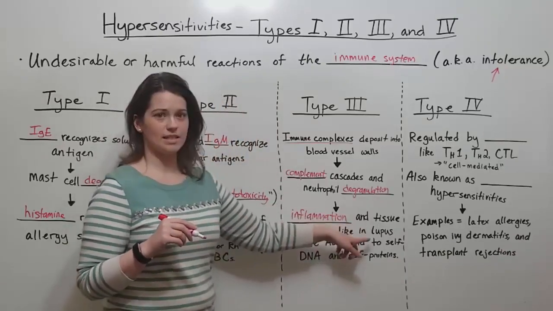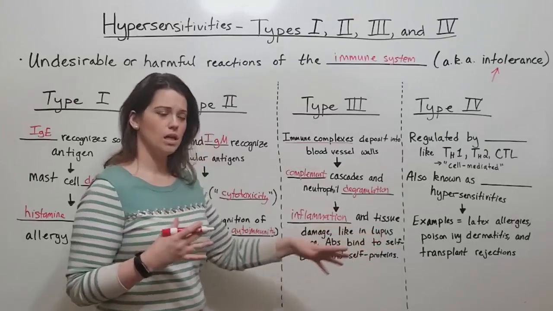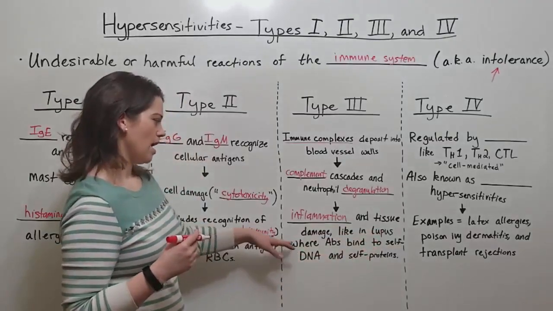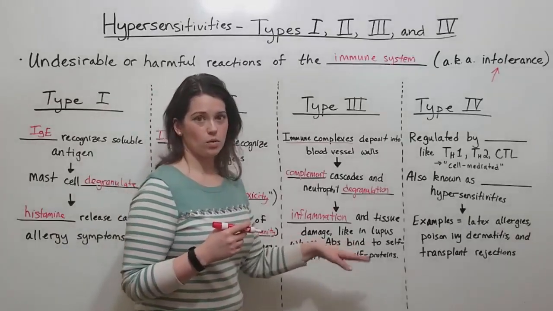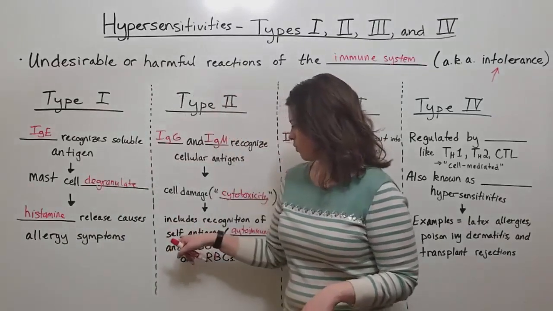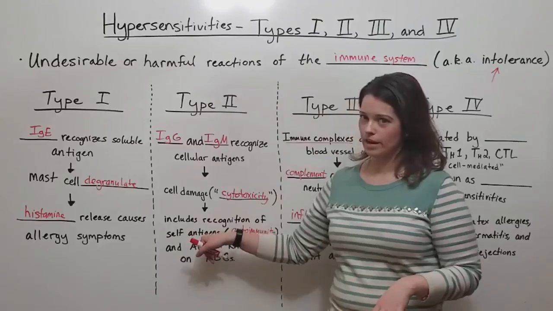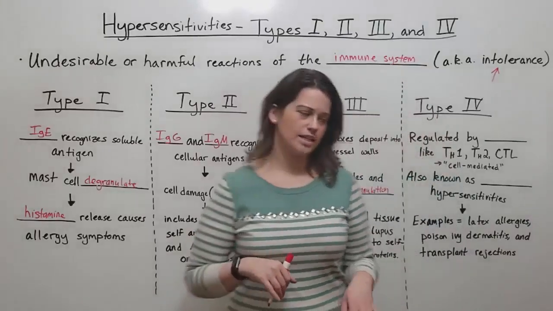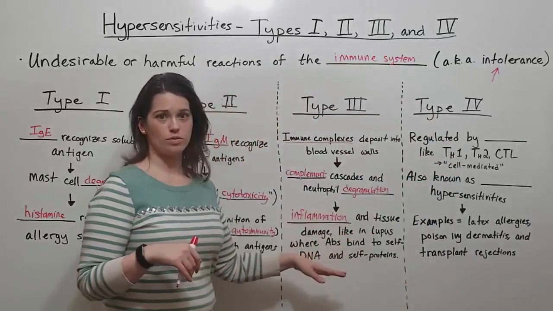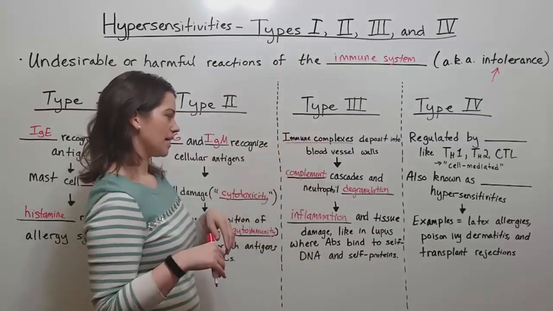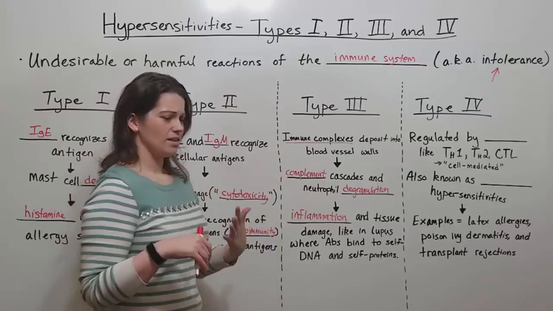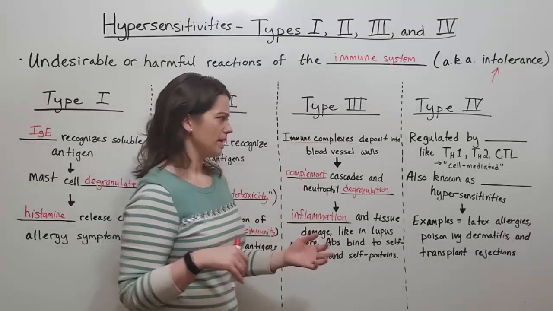An example of this is the autoimmune disorder lupus, which you might have heard of before. And lupus is where antibodies bind either to self-DNA or to self-proteins. Remember, when we have self-antigens being recognized by antibodies, we call that autoimmunity. So this is another place where autoimmune disorders happen, specifically being caused by these immune complexes and causing the sort of systemic diseases like lupus.